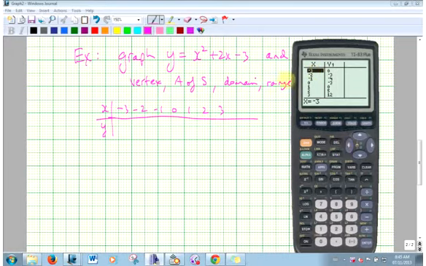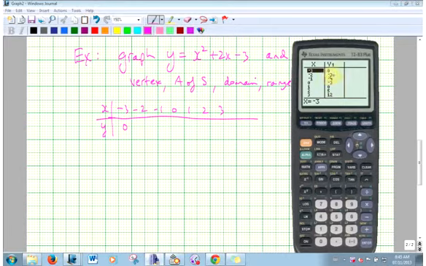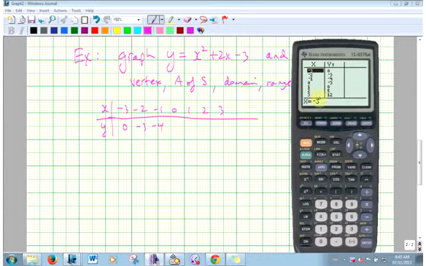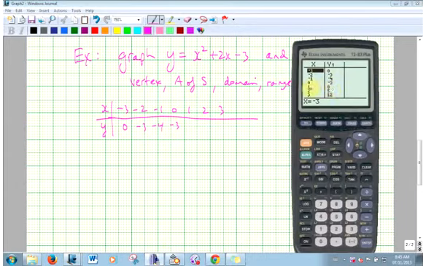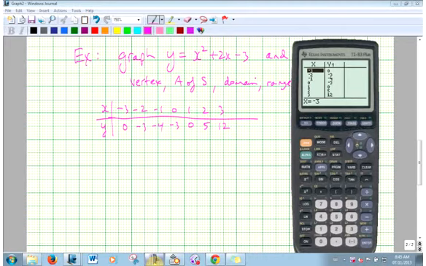So negative 3 is 0. Negative 2 is negative 3. Negative 1 is negative 4. If x is 0, y is negative 3. 1 is 0, 2 is 5. And 3 is 12. Okay, that should be enough to plot this thing.